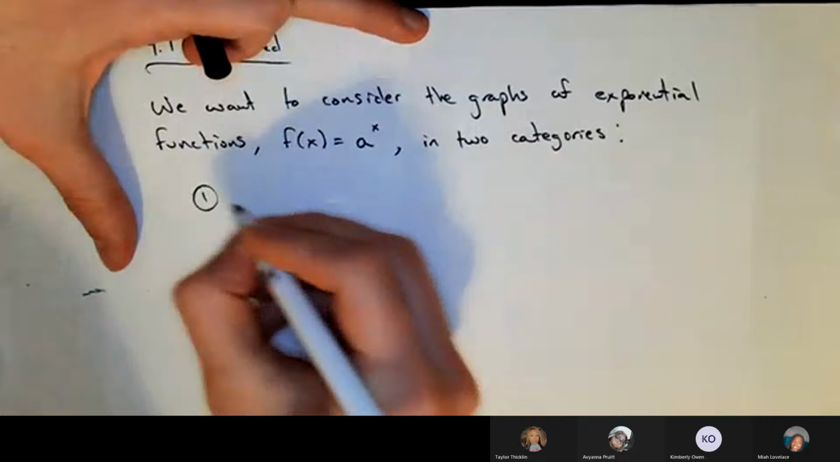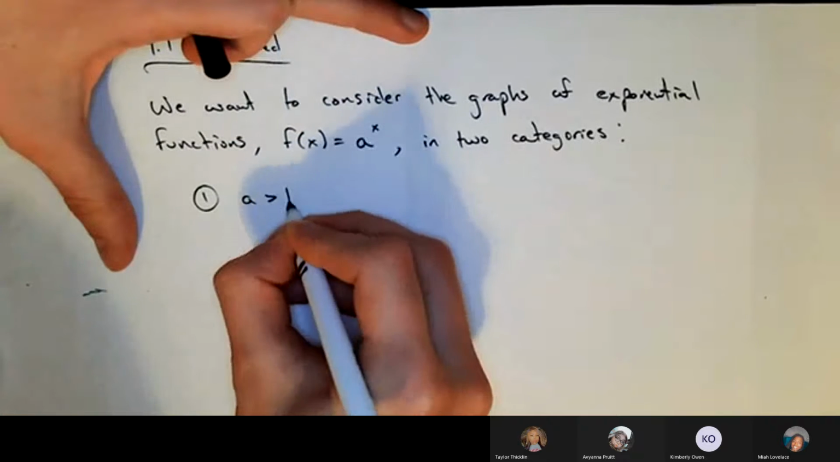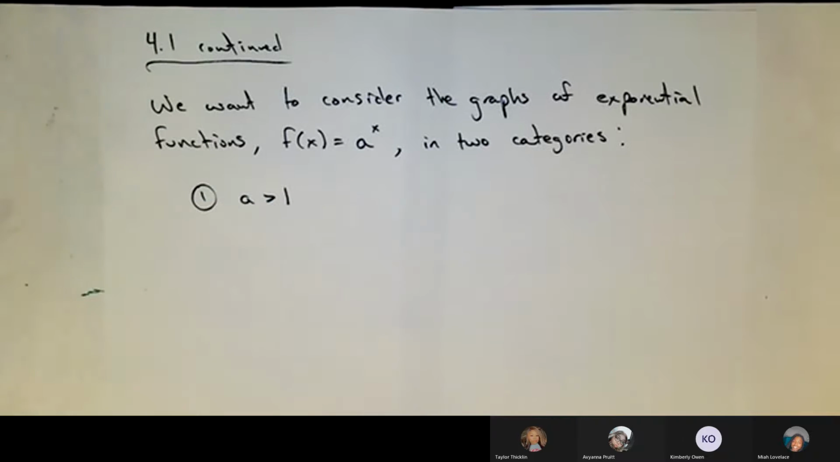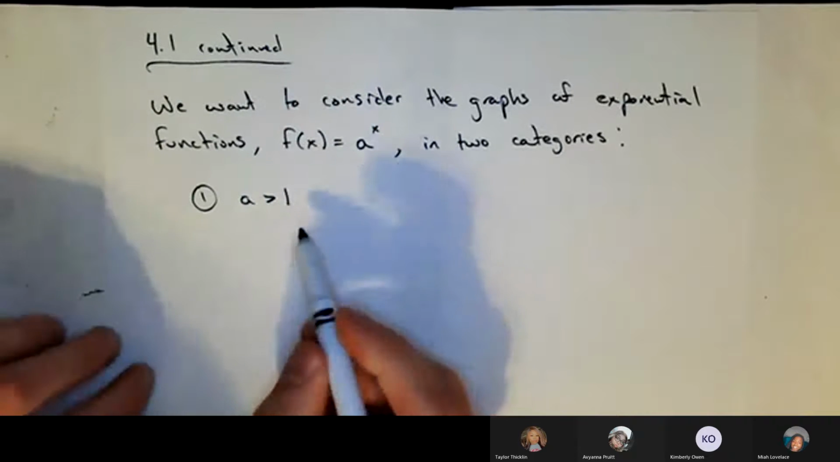The first one being where a is greater than 1. So we already know, if you recall from the definition, that a cannot be equal to 1. Well, it can be, but then it won't be an exponential function because you'll just have a bunch of 1s. It'll just be a constant 1 function. We know that we want a to be greater than 0, but not 1. So we're going to consider the case where a is greater than 1.